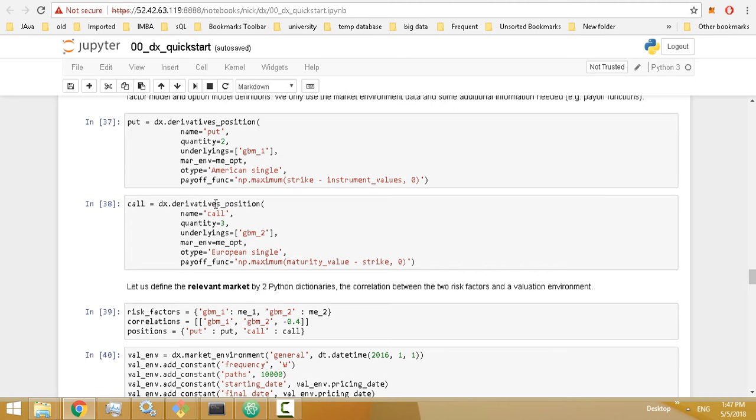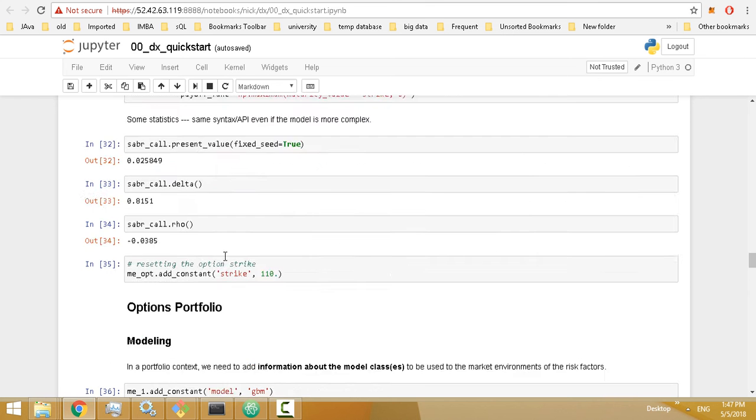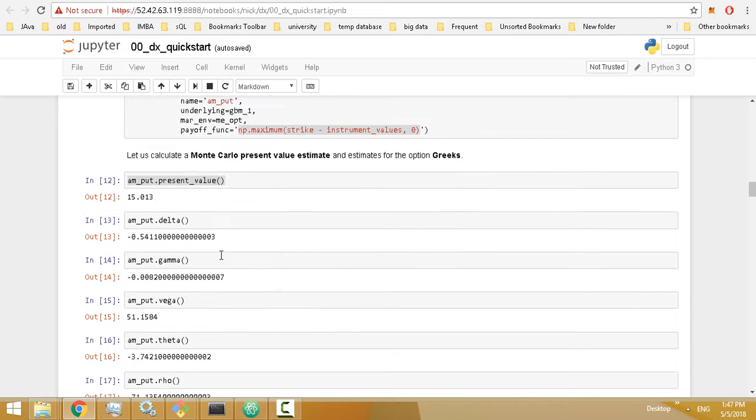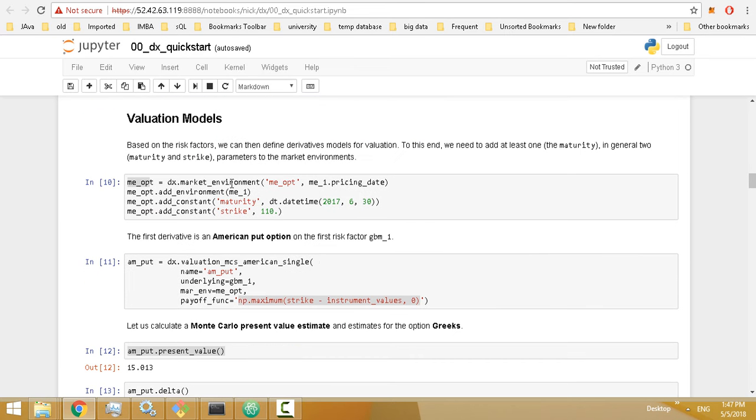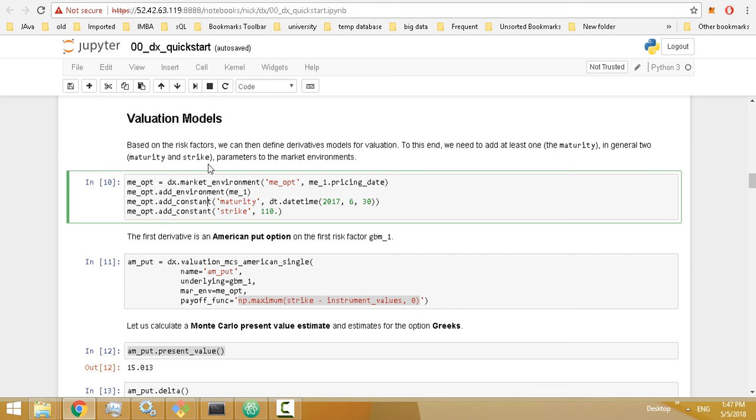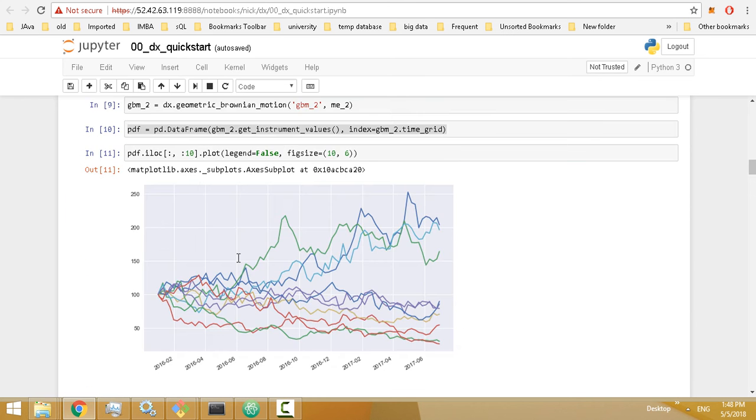Now we are taking call positions, and we say dx.derivative_position, name equal to call, quantity equal to 3, underlying is GBM2, market environment is equal to MEOPT. If you don't know MEOPT, I'm going to just repeat. The market environment option is defined here. So this is the valuation model. We say that the OPT ME option market environment is taken from the pricing data. The other environment, like the underlying price and all those kinds of things, is taken from the origin.